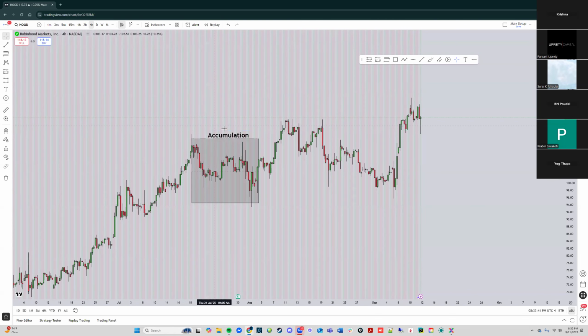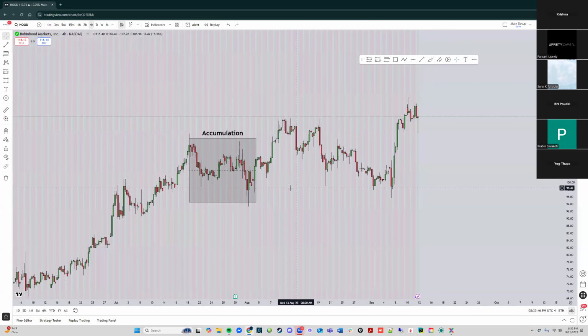Okay, so this becomes accumulation. Once again, I might have messed up the spelling, but this is accumulation, right? How do we identify that? Because this high didn't get taken out over here, and we're just kind of chopping. It's not the best chop, but once again, we're still chopping. Then we get this right here.